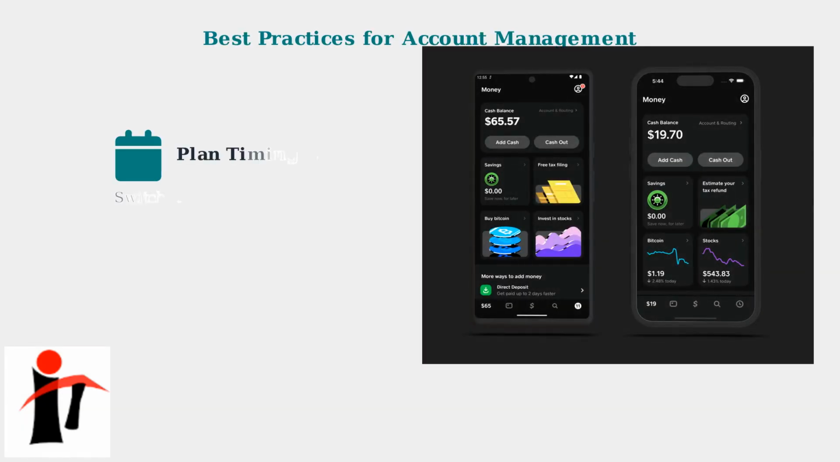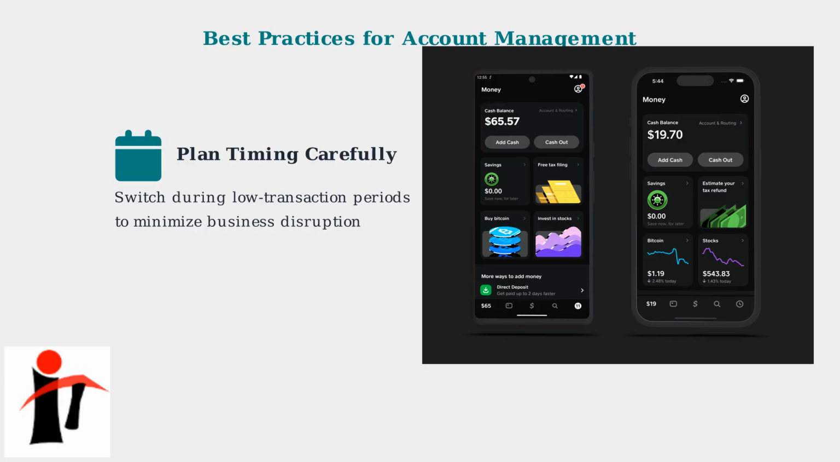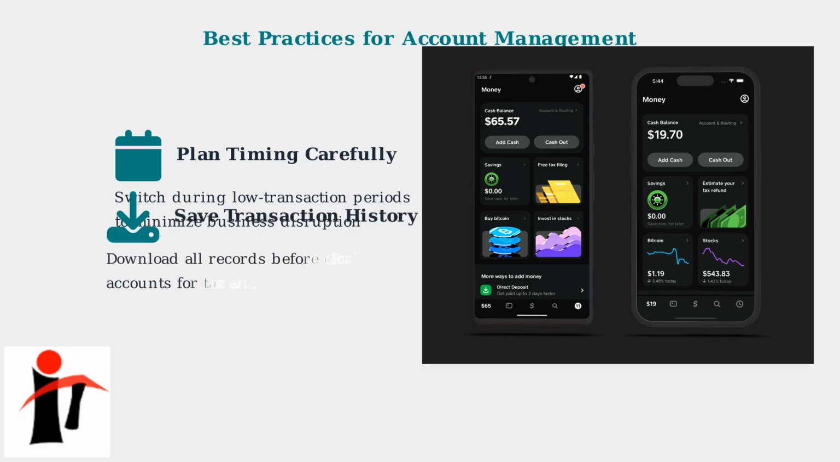Since Cash App doesn't allow direct switching between account types, following best practices becomes essential for managing your account effectively and avoiding disruptions. Here are the key best practices for managing your Cash App account. First, if you need to switch account types, plan this transition during periods when you have fewer transactions to minimize disruption. Always download and save your complete transaction history before closing any account. This documentation is crucial for tax purposes and maintaining financial records.